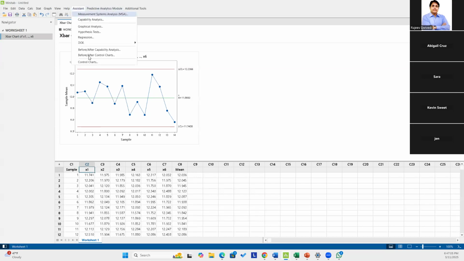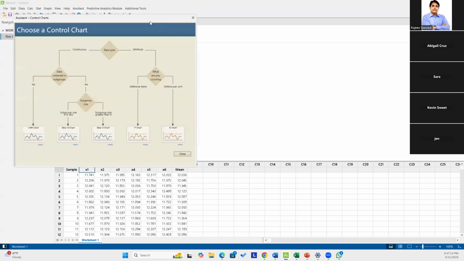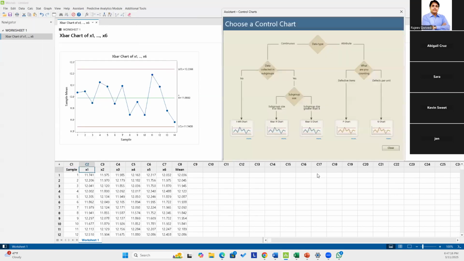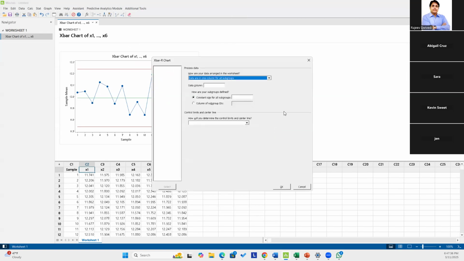Here also, under Assistant, you can go to control charts. And look into this option. Here you can see all these options are there. Data collected in subgroups? Yes, we collected in subgroups. Subgroup size 8 or less? So we go for the X and R chart.